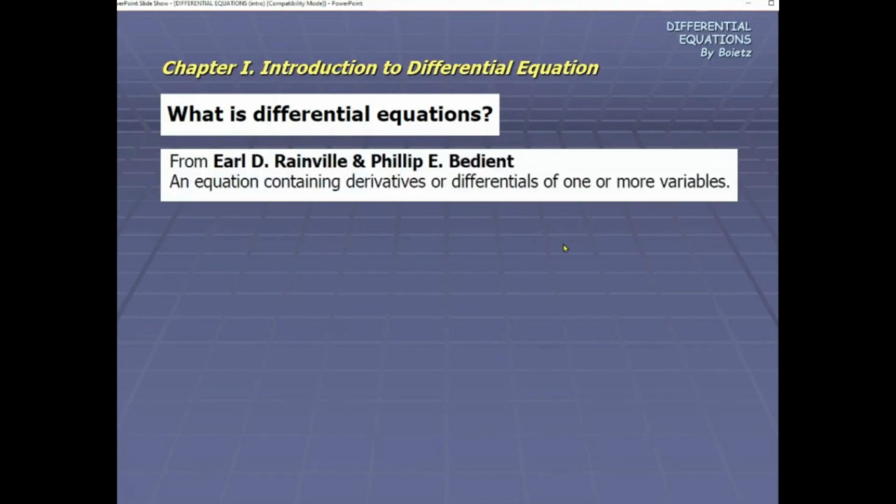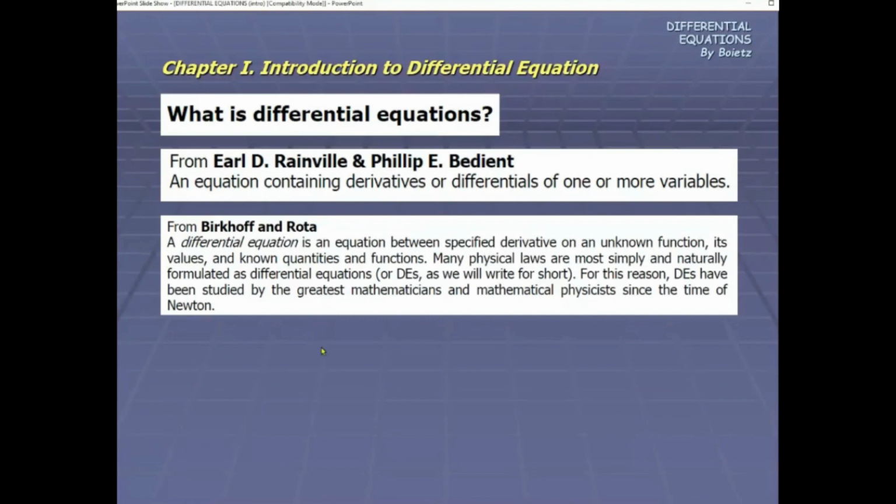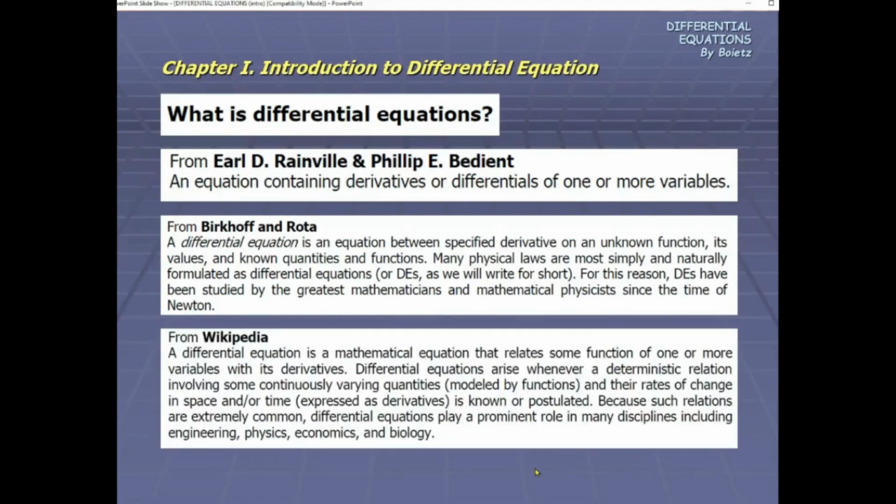So sabi ni Rainville and Bedient, yung libro nina Rainville and Bedient: an equation containing derivatives or differentials of one or more variables. Meron din sinabi si Birkhoff tapos saka Rota, medyo mahaba. Meron din definition ng Wikipedia sa differential equation, napakahaba, wag na nating basahin. Let's stick with the simple definition of Rainville and Bedient. It's an equation containing derivatives or differentials of one or more variables.